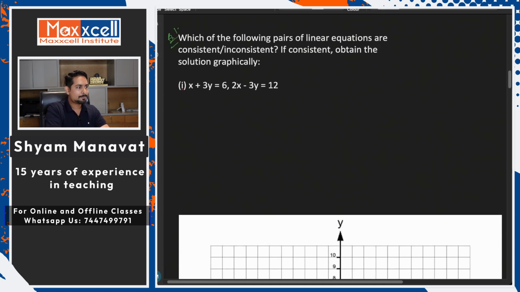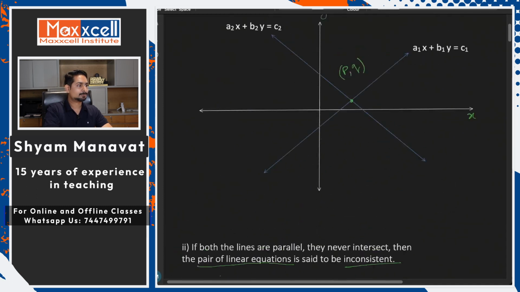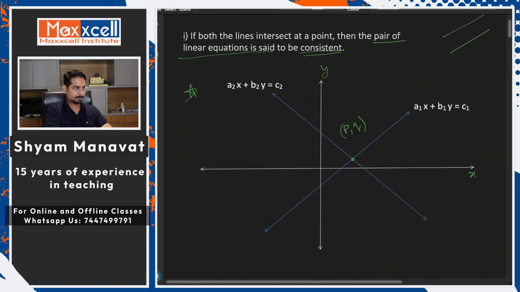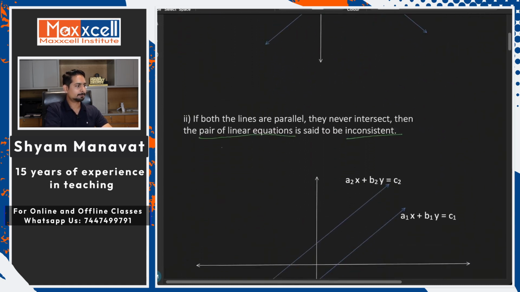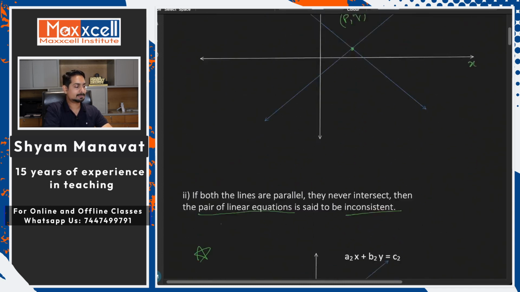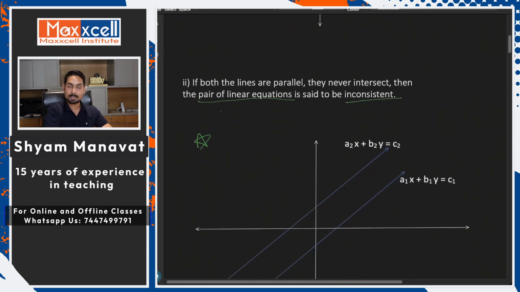Question number 1: the first equation is x plus 3y equal to 6, and the second is 2x minus 3y equal to 12. Now tell me one thing, do you have pen and paper with you? If not, then pick it up. I have told you earlier also, when you watch my videos, make sure you are making your own notes. It's important to note these 2 special points. You can draw the condition also: intersecting and parallel. Intersecting is called consistent, and if the lines are parallel, the system is inconsistent.